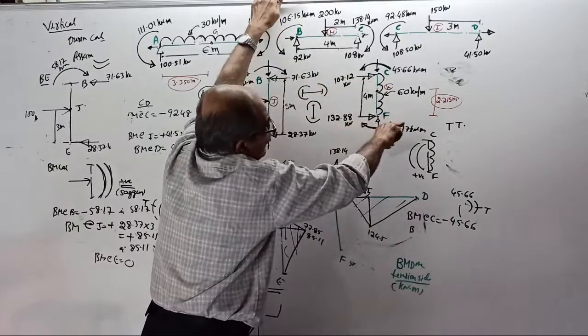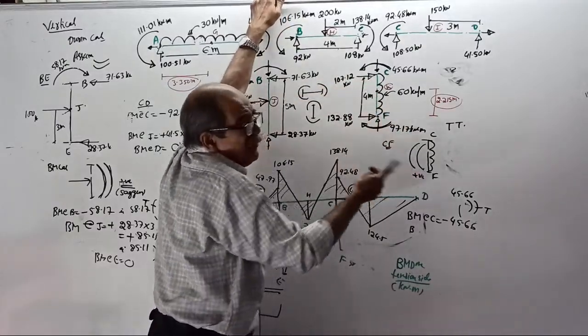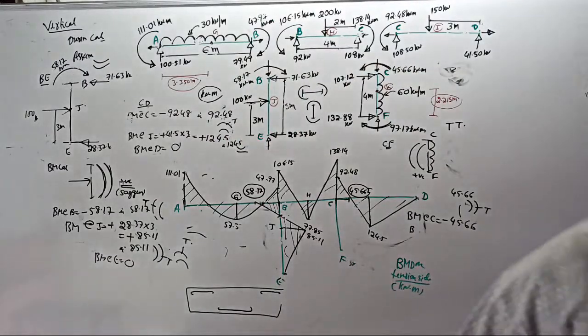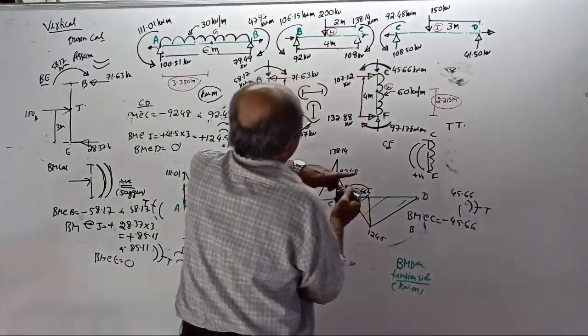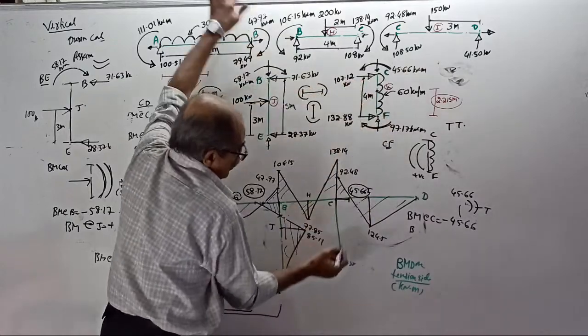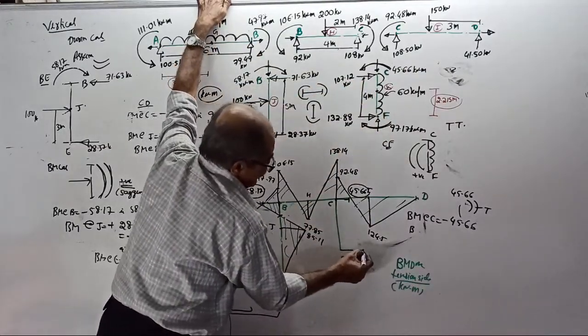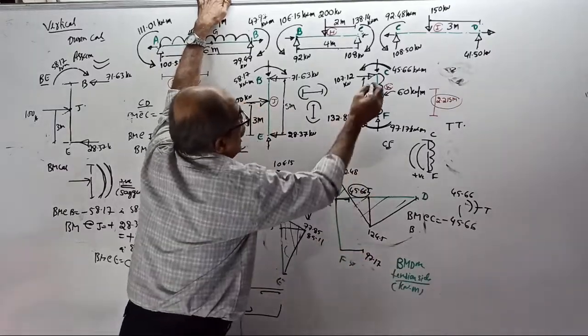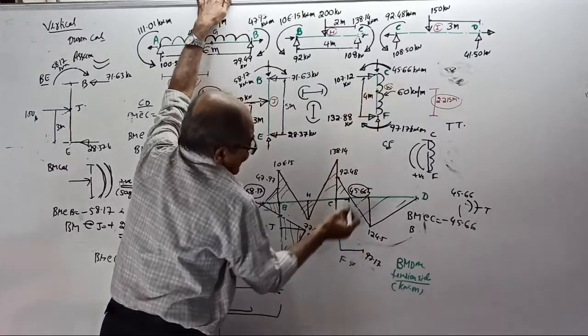See here. This couple also. Tension where? Left or right side? Here also right side. Why? See here, bending this way. So it is 97.17. Now, you also require bending moment at K.